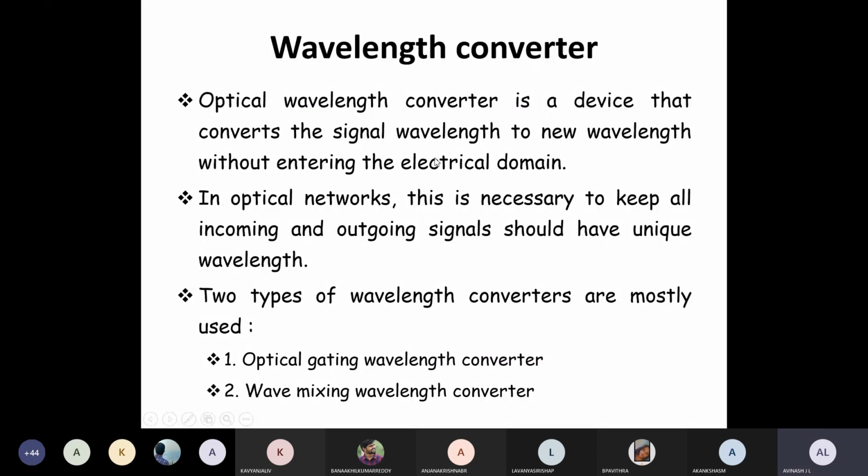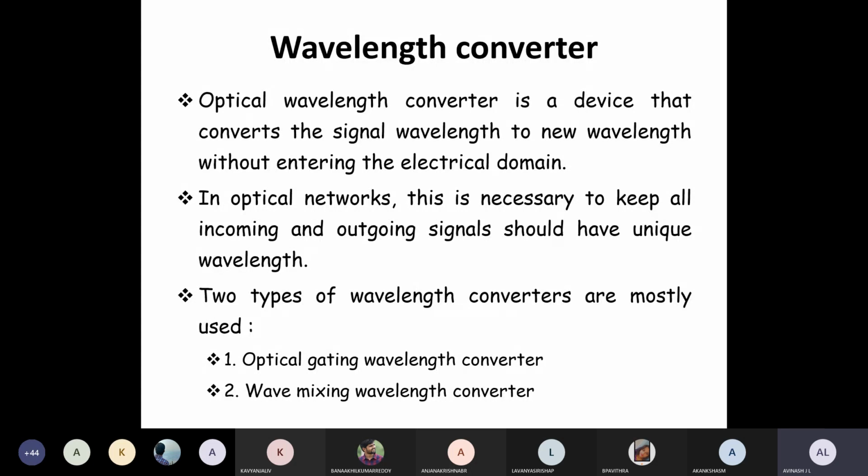Right. The two types of wavelength converters that are mostly used are, the first one is what? Optical gating wavelength converter and wave mixing wavelength converter. Okay, the two types. In these two types also, we will be using the 2x2 coupler and 8x8 coupler.